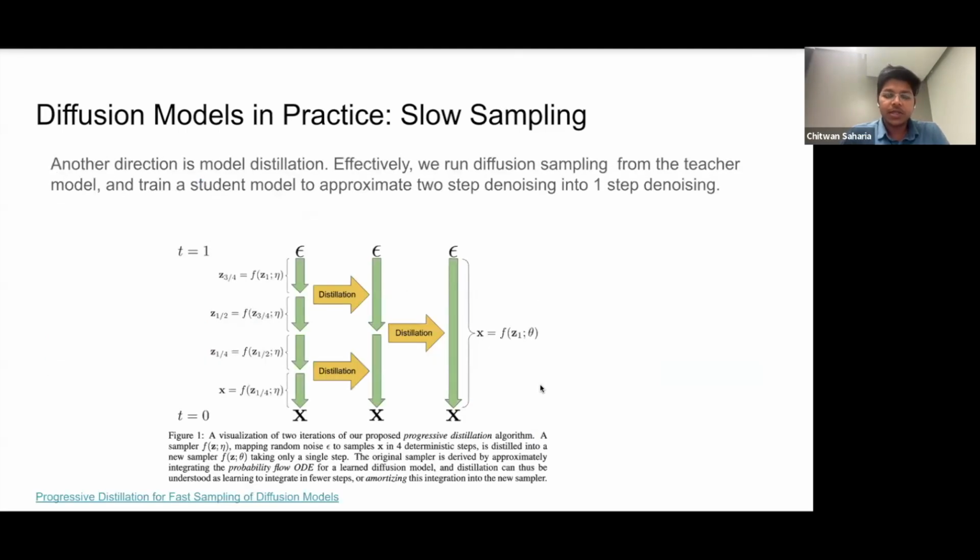One approach that does require you to train a new model is distillation. What you effectively do is you have a teacher model that has been trained that requires 100 steps of sampling. Now you train a student model to approximate the 2-step denoising of the teacher into 1-step denoising. And you keep doing this, and every time you do this, you drop your sampling steps by half. So if you do it a couple of times, you end up with a model that can generate samples in 3 or 4 steps. It has been very promising, and something that a lot of people in the literature do now.